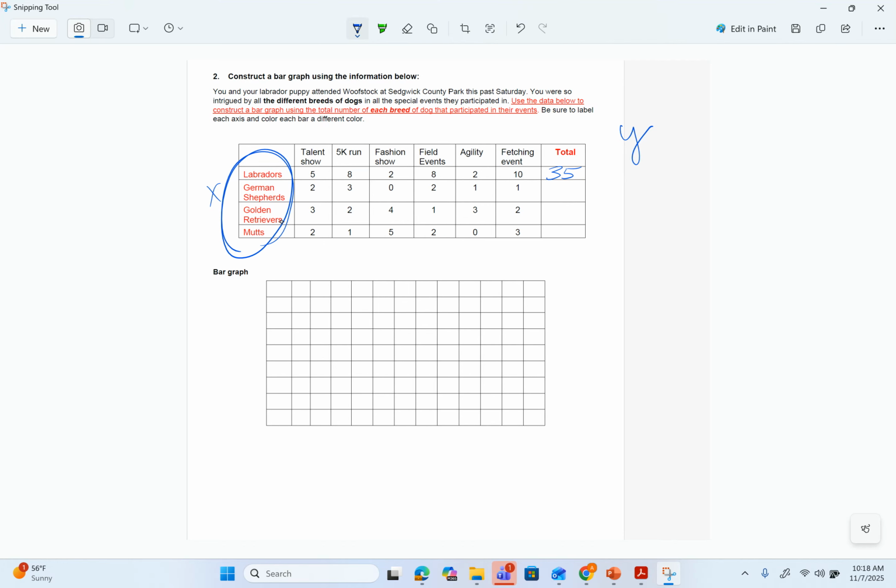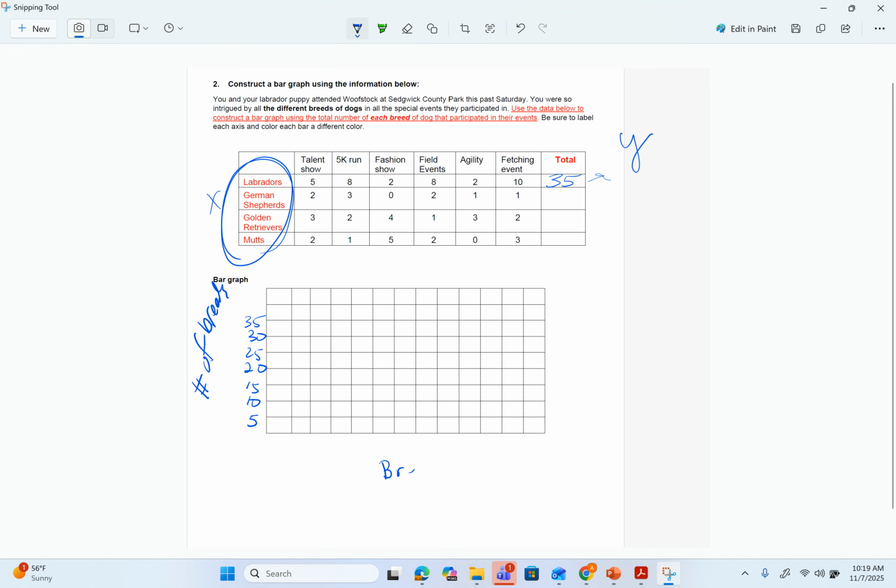I will tell you the biggest number you're going to have is 35. So I'm going to calculate my scale. 1, 2, 3, 4, 5, 6, 7, 8, 9, pretty close to 10. I think I'm going to be able to do 5, 10, 15, 20, 25, 30, and 35. Now, the breeds of my dogs are going to go on the bottom. So here I'm going to say number of breeds, and here I'm going to say breeds of dogs. So now it's a bar graph.